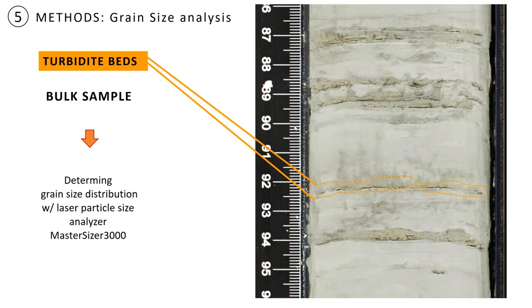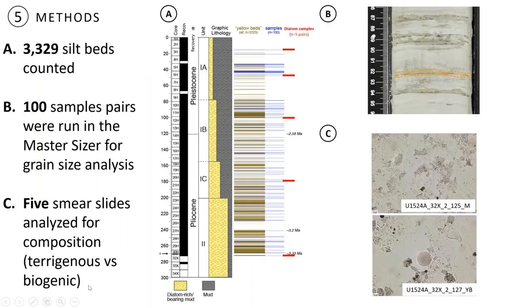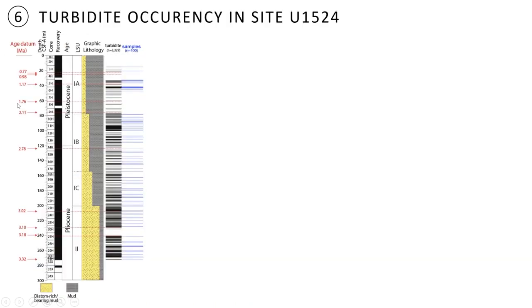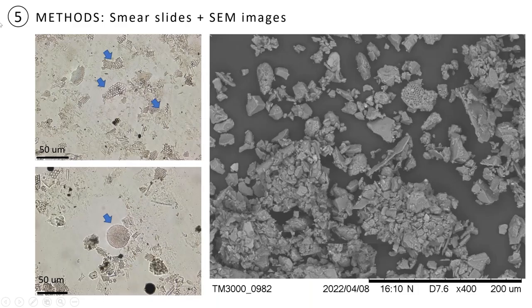So this is a close-up in one of the cores, so you can see what we define as the turbidite beds. Of course, they had a very sharp bottom. The top was mostly irregular. And to determine the grain size, we used a laser particle analyzer, the Mastersizer 3000. So we got all the grain size data from there. And regarding the composition, we analyzed several of these slides over here, and it shows how fragmented the material was, how angular it was, but overall, it showed a very similar grain size.